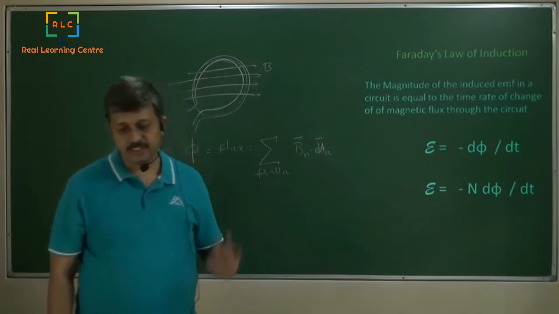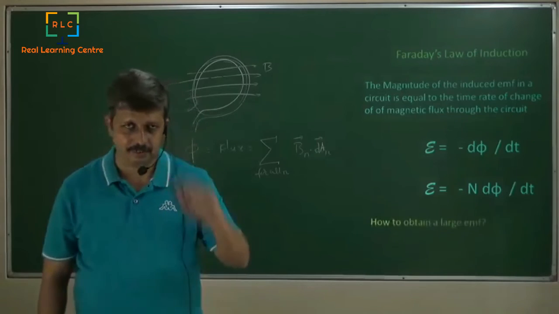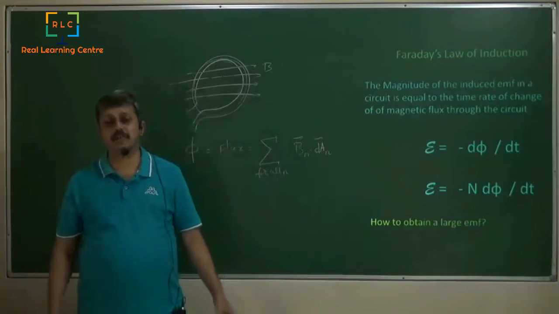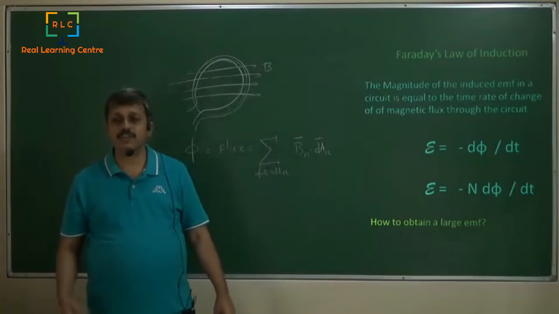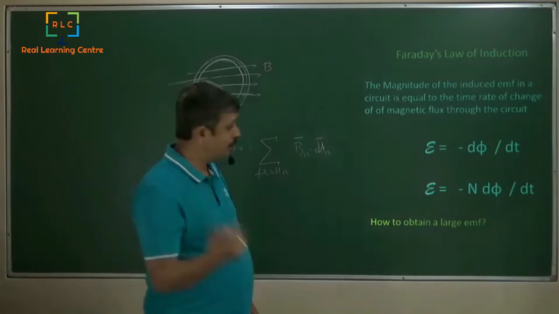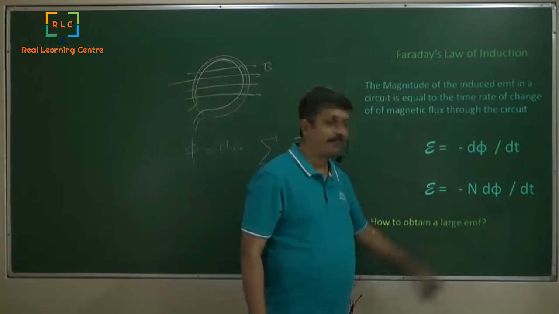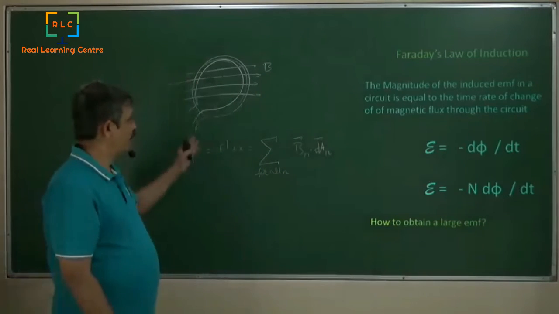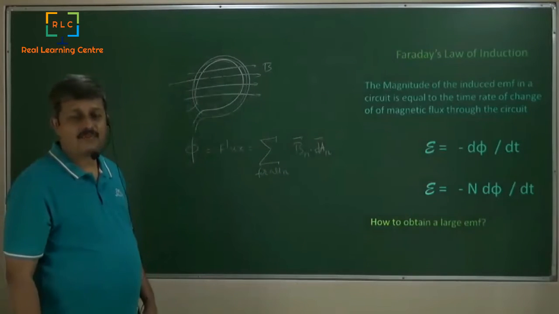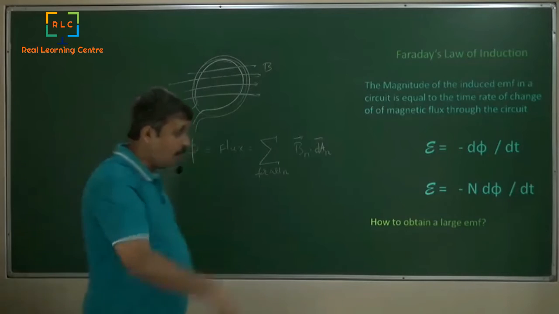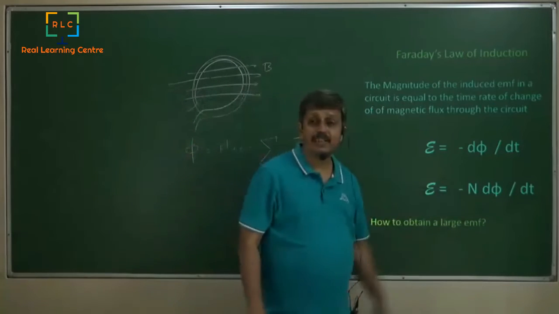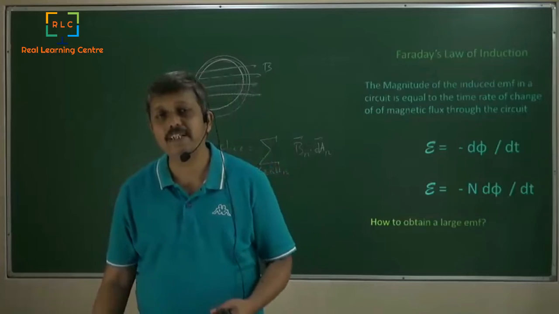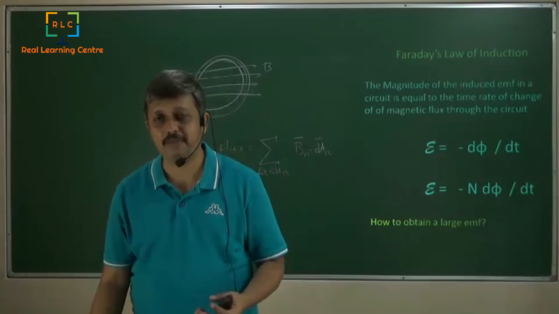Now the most important thing is how much EMF gets generated, and what factors it depends on. How to obtain a large EMF? If I want to get a large EMF, how do I do that? Very simple. You can increase n. That means if you put in more windings, you will get more EMF. On the other hand, you can also increase d phi by dt, the change in flux with respect to time.